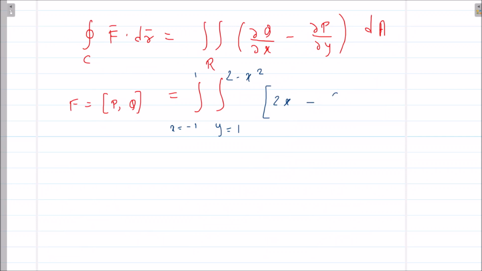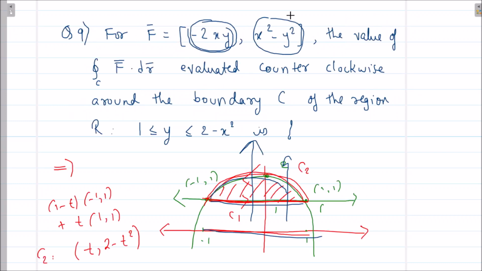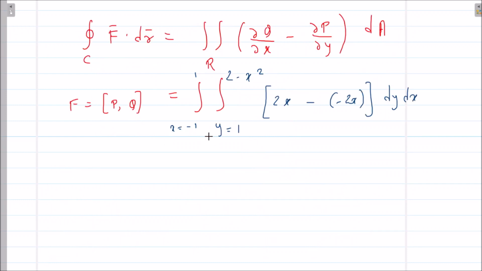So minus of minus 2x, and here you have dy dx. Okay, I hope my calculations are correct. This with respect to x is 2x, this with respect to y is minus 2x. So this will be 4x. So let me take out 4 outside.